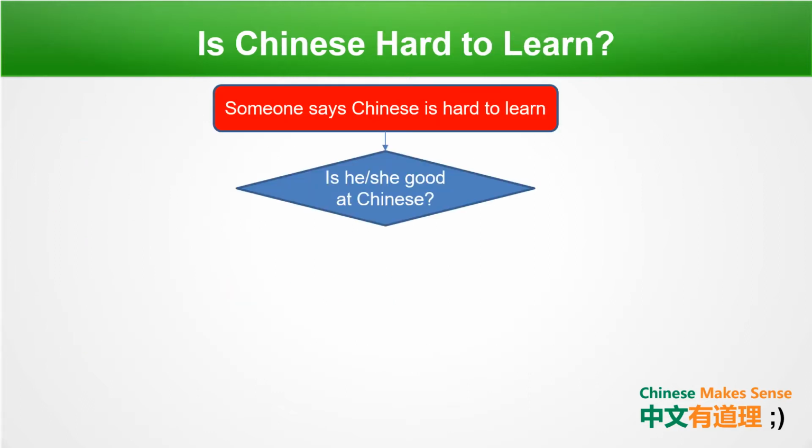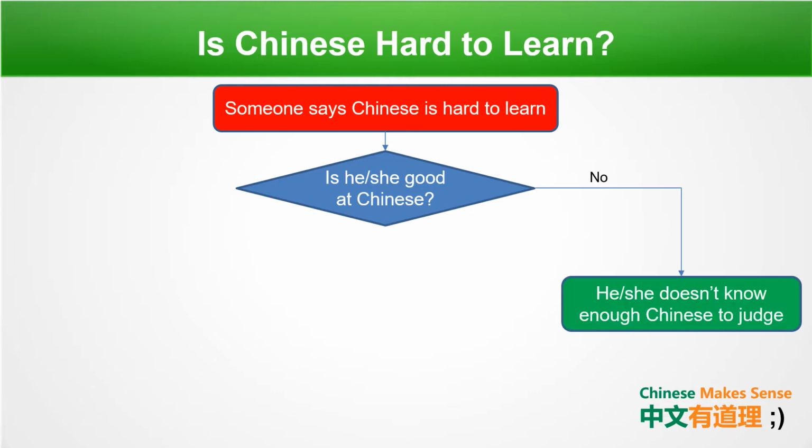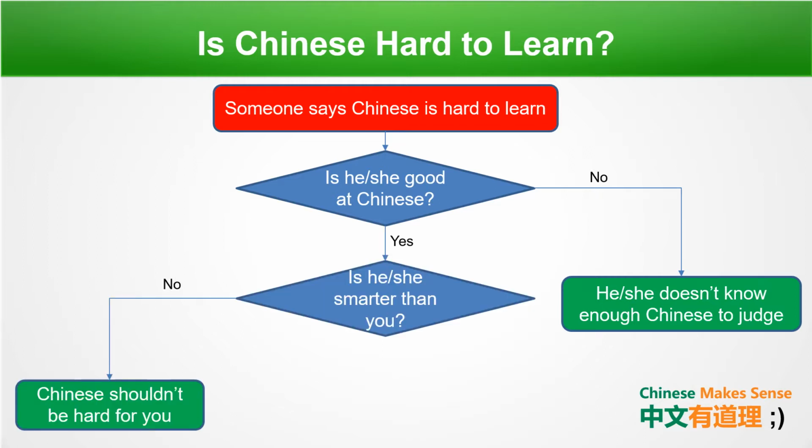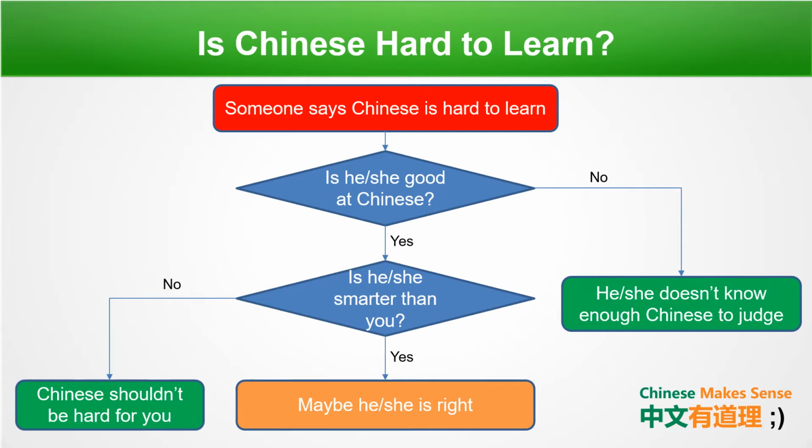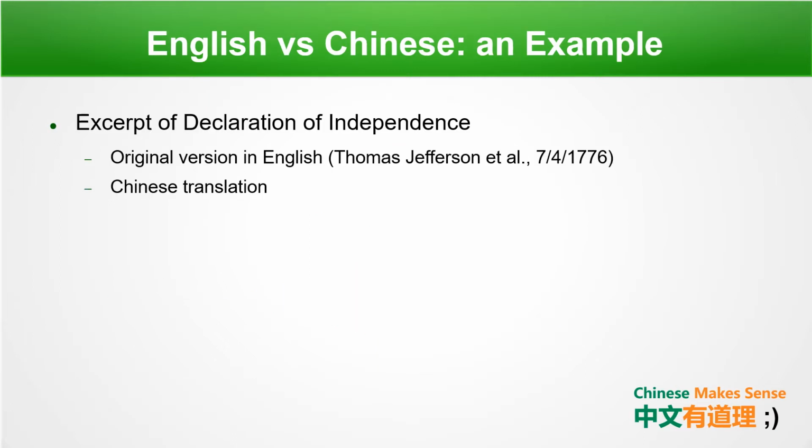If somebody says that Chinese is hard to learn, the first question you should ask yourself is, are they good at Chinese? If not, they don't know enough Chinese to claim that. If yes, then ask yourself, are they smarter than you? If not, Chinese shouldn't be hard for you. And if they are smarter than you, if they are good at Chinese, and they say Chinese is hard to learn, maybe they're right.